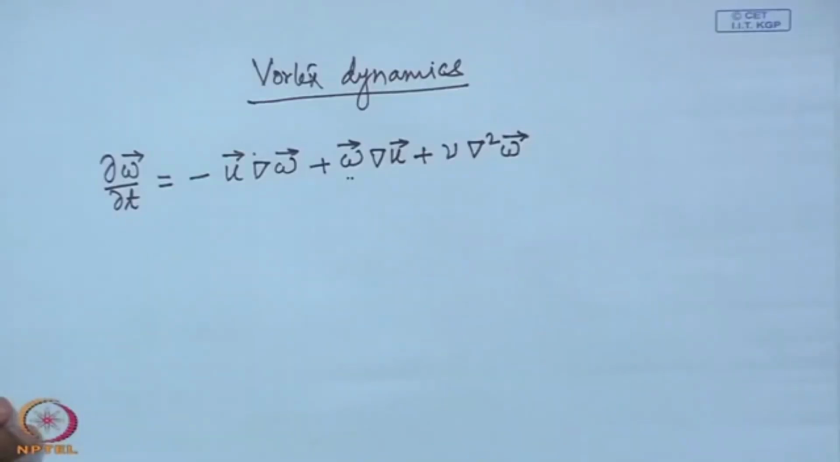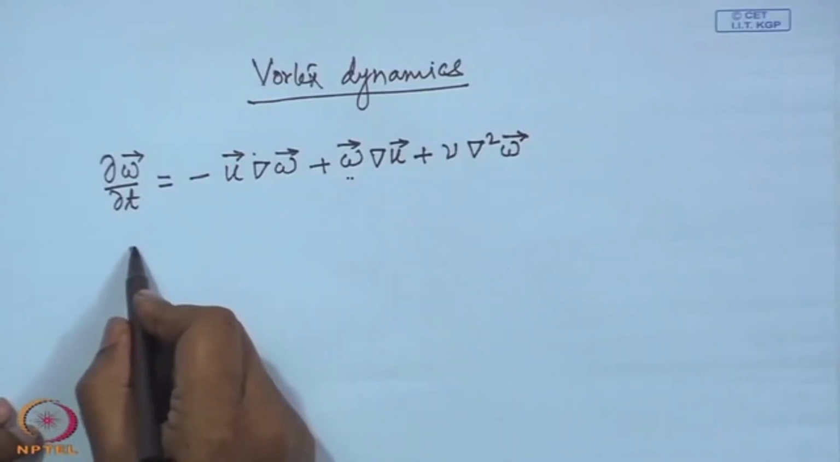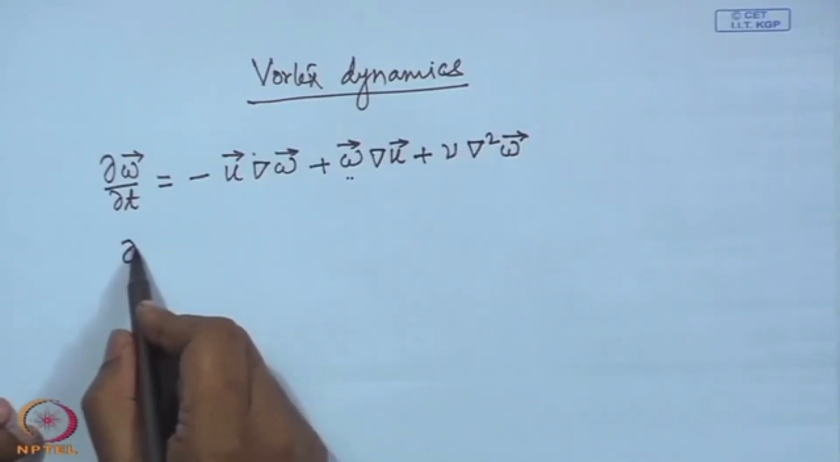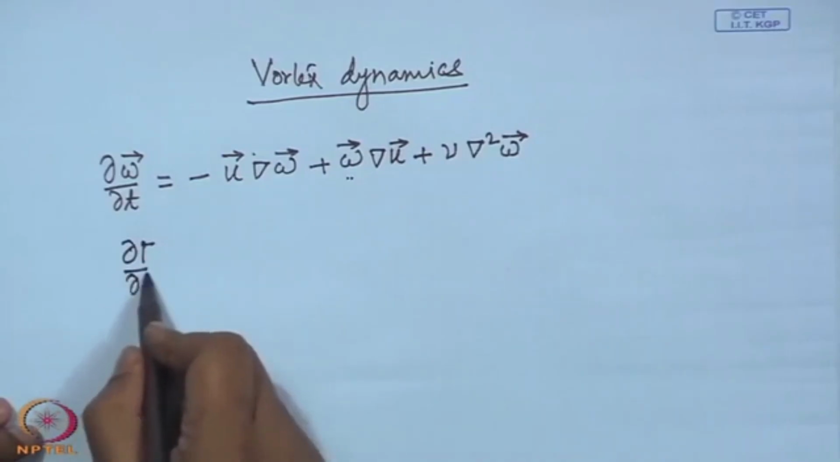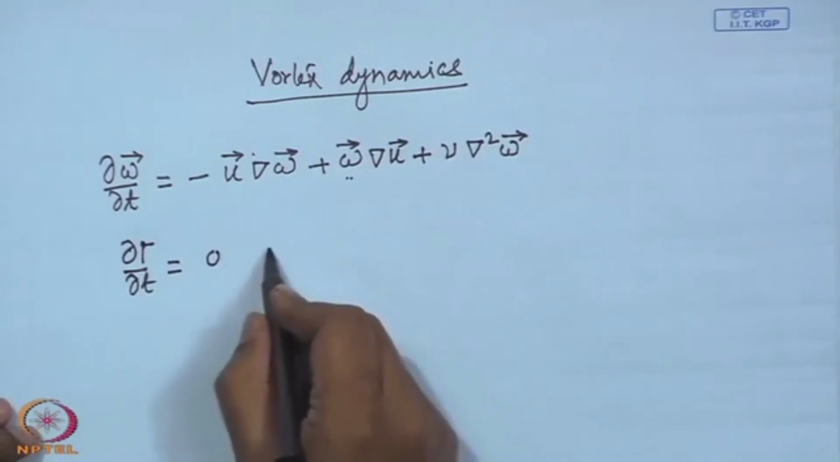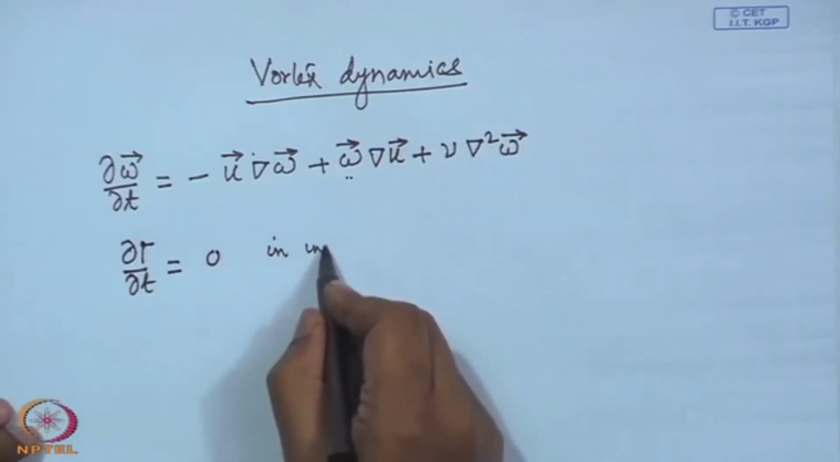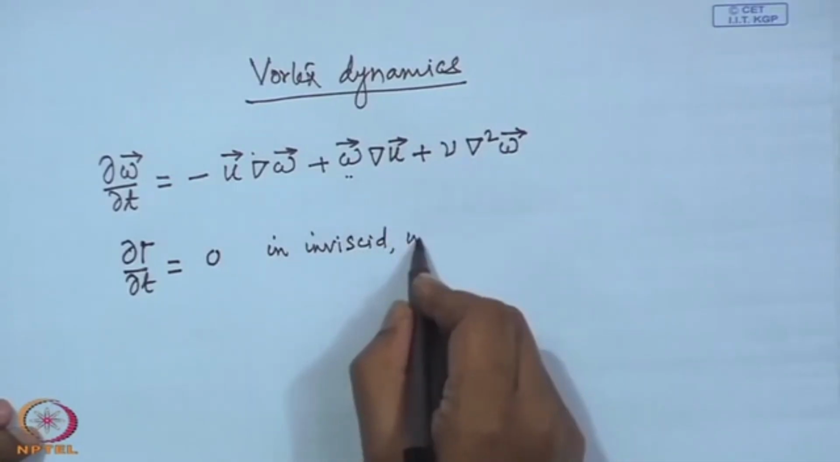Same thing about circulation. If you remember, we derived that the rate of change of circulation is equal to 0 in inviscid incompressible irrotational flow.